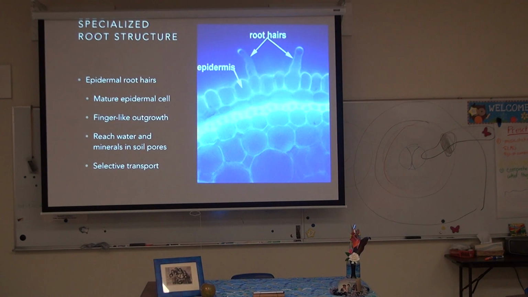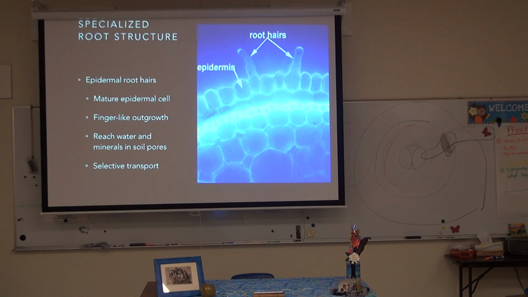Specialized root structures include the epidermal root hairs. There's a picture of the epidermis and some microscopic pictures of root hairs. Root hairs are mature epidermal cells. As the epidermis develops and changes throughout time, those cells will turn into root hairs. Once they are broken or used up, they break off and are replaced by more epidermal cells, which eventually evolve into root hairs. Okay?